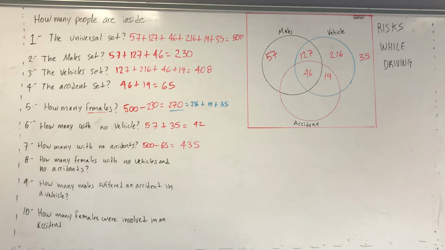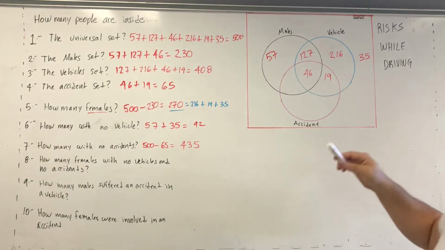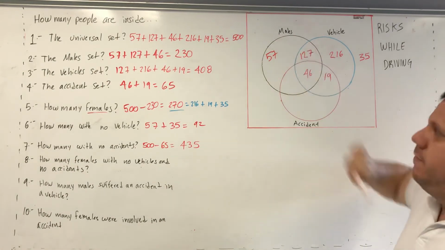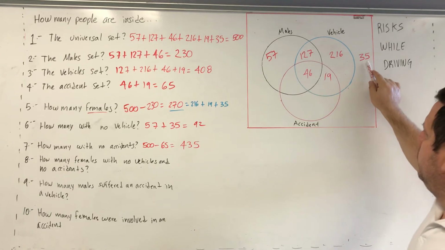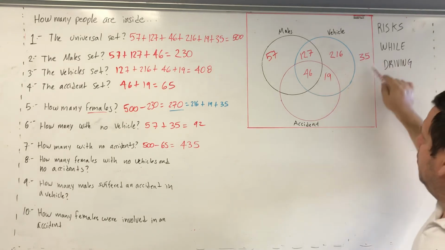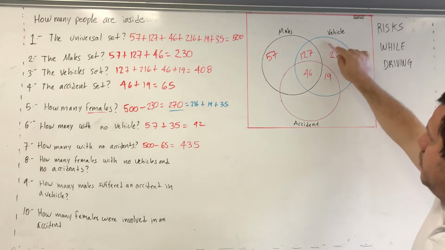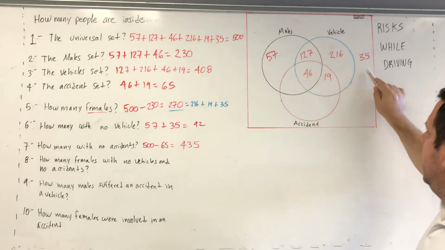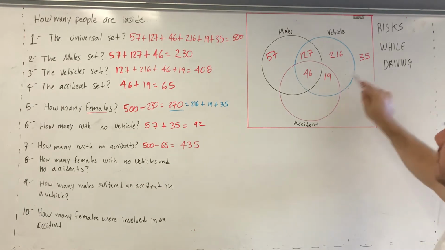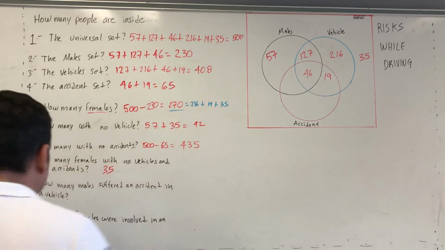How many females with no accidents and no vehicles? A number that is not male is female. With no vehicle should be outside, with no accident should be outside. So this number 35 is clearly a female because it's not a male, has no vehicle because it's outside the vehicle set, and had no accident because it's outside the accident set. So we have 35 females with no accident and no vehicle.